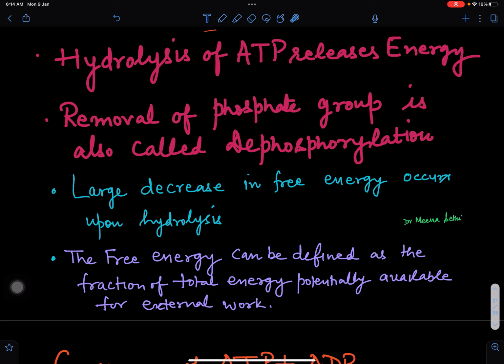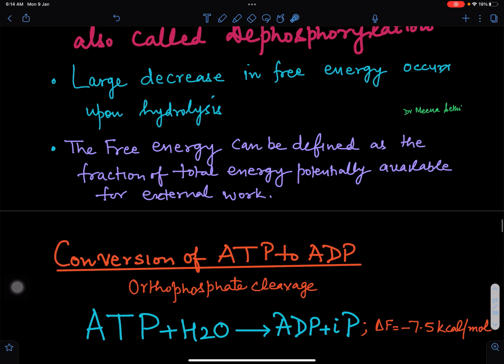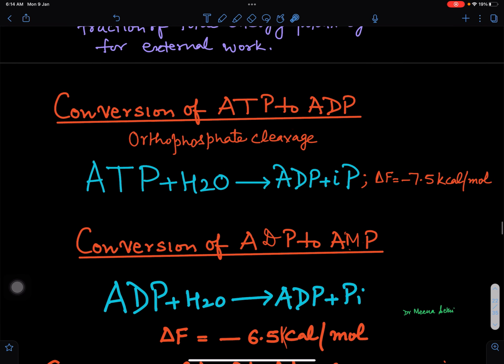So whenever we discuss ATP, adenosine triphosphate, when this bond is broken, energy is released, and that energy can be used for various kinds of work. And when this bond is broken, again energy will be released, and that can be used for work, right? So this is free energy which can be used for various works. So now we'll discuss how this is happening.